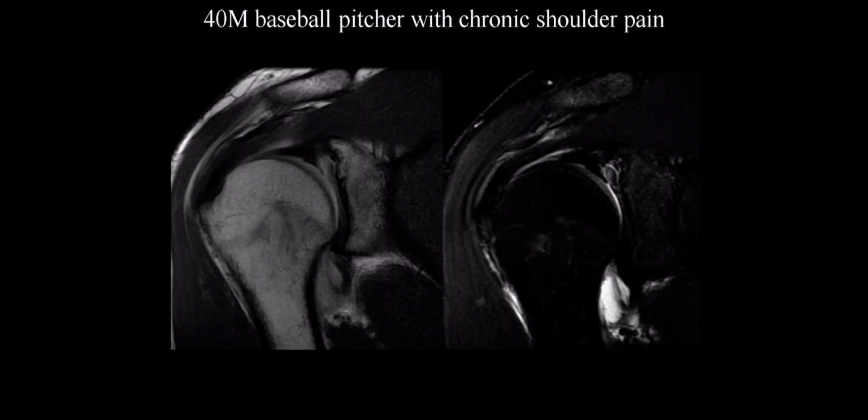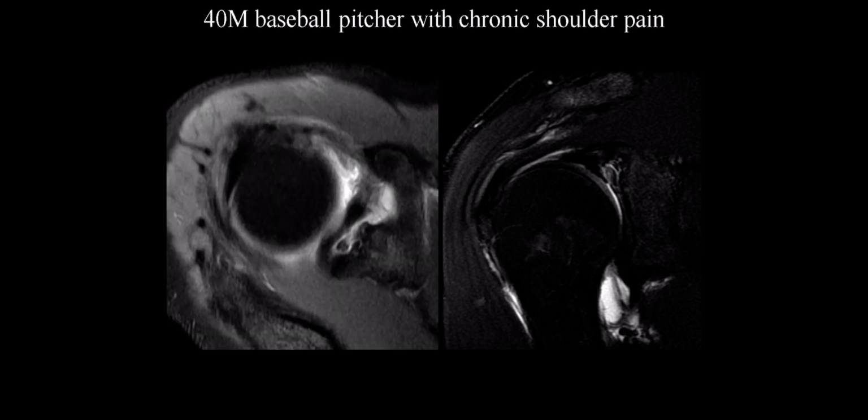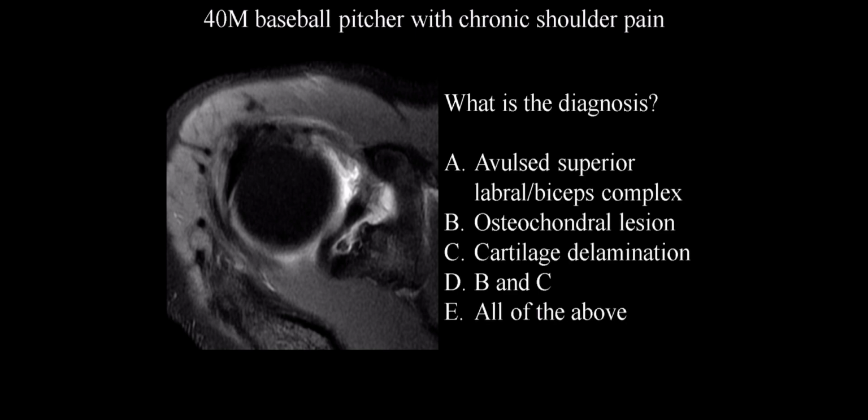Okay. So as this comes across your PACS station, you have to think about how you are going to dictate this. There are multiple features that you want to focus in on, especially relevant to this talk of instability and the labrum. Okay. So with this, what would you diagnose? Would you say this is an avulsed superior labral biceps complex? Is this an osteochondral lesion? Do you see cartilage delamination? Do you see just BNC, or would you dictate all the above?